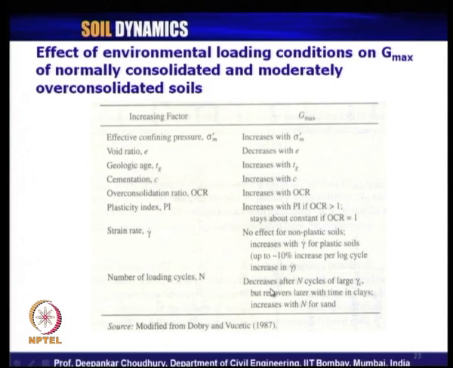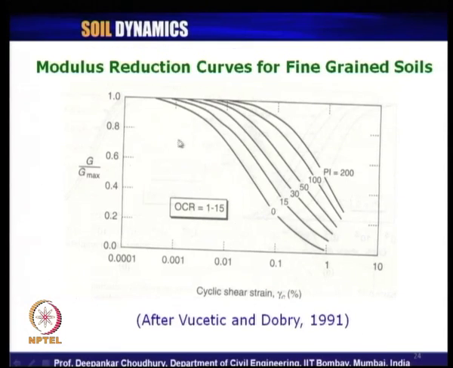The G max value will decrease with increase in number of cycles at large value of shear strain. But if you stop the experiment, then it recovers the G max value, whatever was lost due to the number of applied cycles of load, it will recover later with time in case of only clays. But with increase in number of cycles, the G max value increases for sandy soil. Okay? So, let us look at modulus reduction curve for fine grained soil.